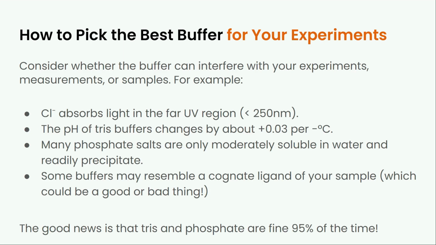And then some buffers may also resemble a cognate ligand of your sample, which could be a good or bad thing. One example that leaps to mind is DNA binding proteins. Many of them are phosphorylated to enhance their DNA binding. If you're working in a phosphate buffer system, that is probably present at 10 to 100 millimolar. In any case, it'll be orders of magnitude higher in concentration than your target biomolecule, and it might start to act as a non-covalent ligand. But the good news is Tris and phosphate are fine most of the time.